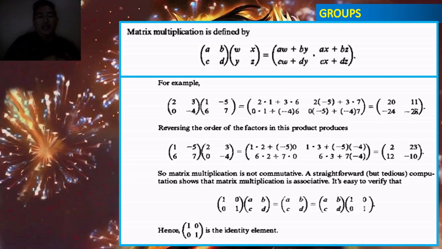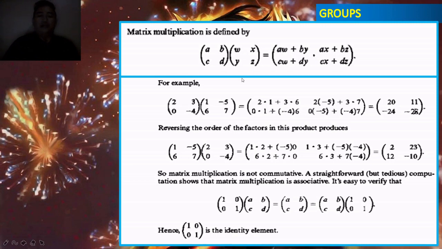Now matrix multiplication is defined as follows. The first row is multiplied by the first column, by pairs: A times W plus B times Y. Next, the first row times the second column: A times X plus B times Z. Then the second row times the first column: C times W plus D times Y, and the second row times the second column: C times X plus D times Z.